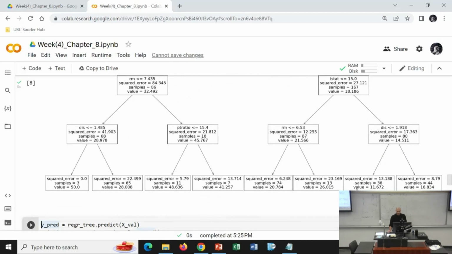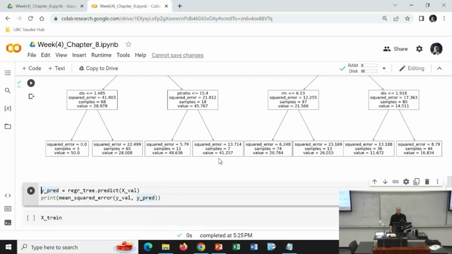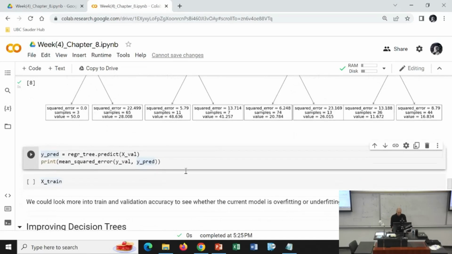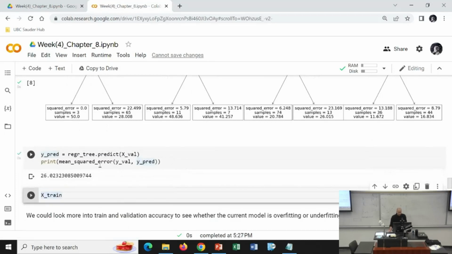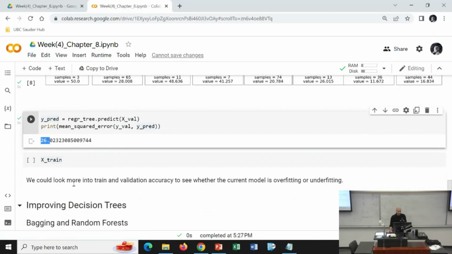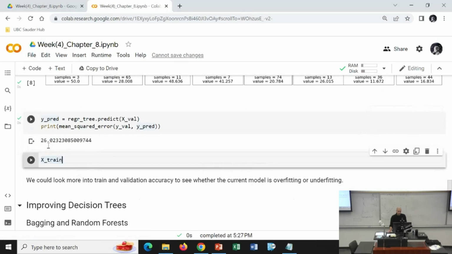And for each box, we have a value. Value is the prediction. What this means is that this regression tree only has a few of these predictions. Whatever house you ask about, the prediction is either 50 or 28.008, one of these discrete values. And that's one reason why they are not as good as linear regression. We can also look at MSE, mean squared error, on the validation set. MSE is 26, right?